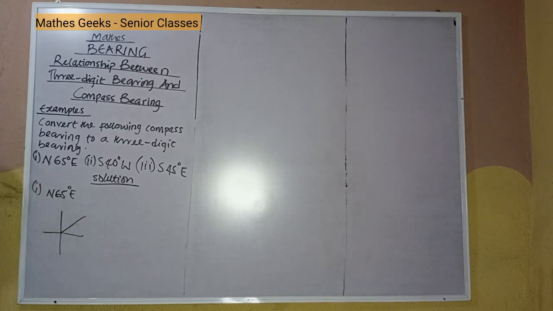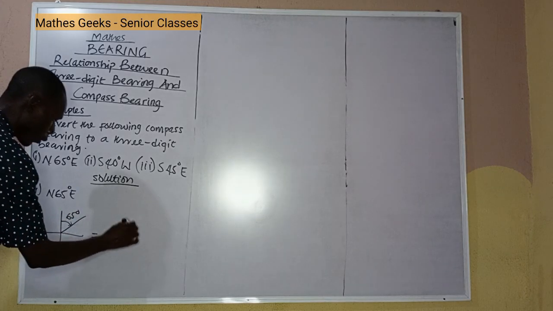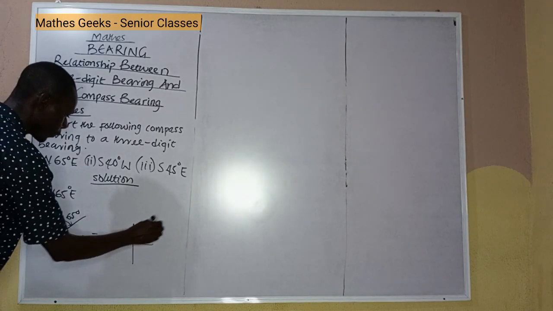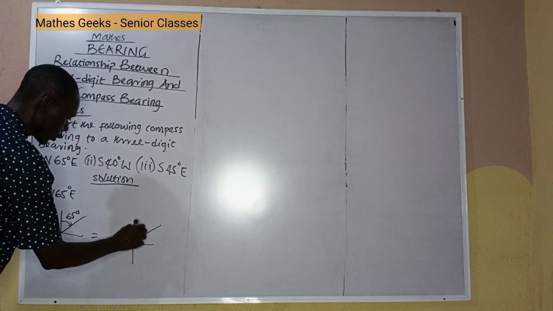A compass bearing is always measured from the north or the south. So this is between the north and the east. From the north here, that will give us 65 degrees. Now, to get the equivalent of this in the 3-digit bearing, we're going to also use our compass again. So 65 degrees will be like this.